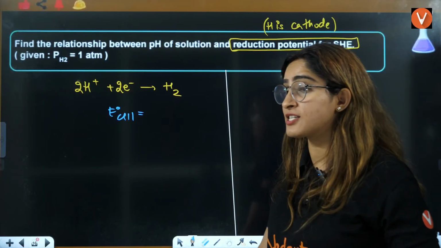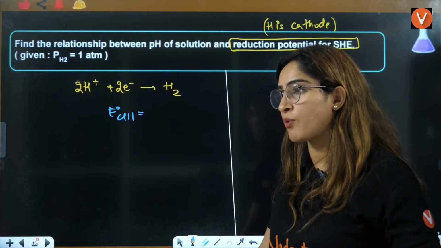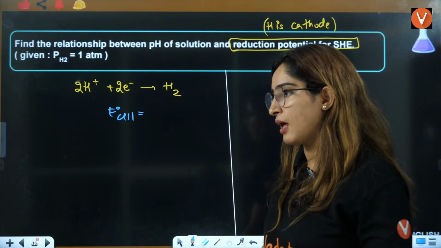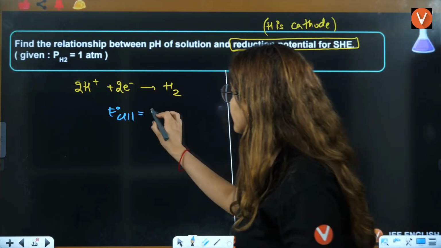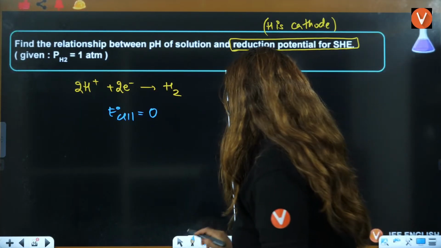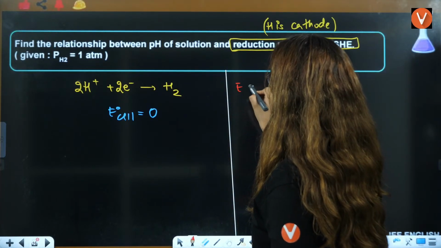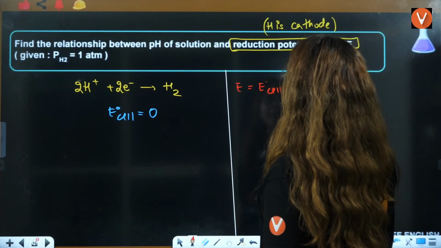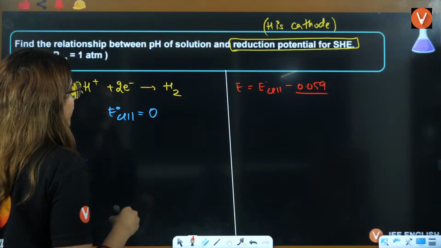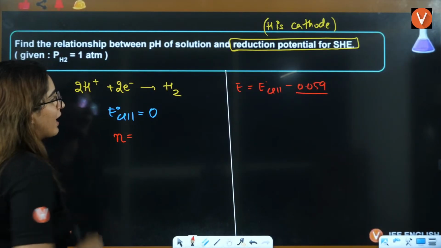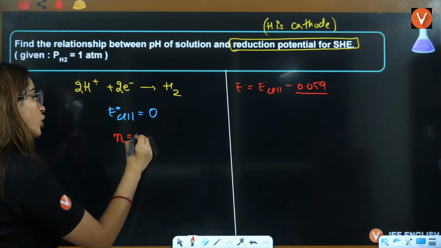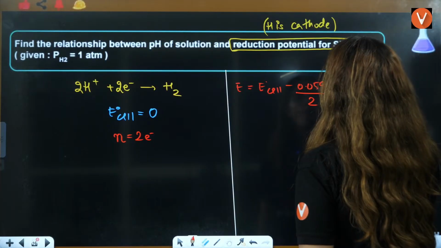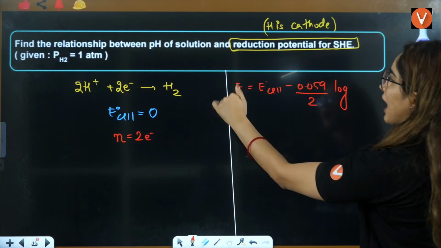Waiting for your answers in the chat box. E naught value for hydrogen. Very good, that is 0. Right? So now, when I need to solve this, E is equal to E naught cell minus 0.059 divided by N. What is the value of N here? How many electrons is it gaining? 2 electrons. Right? So you'll write it as 2. This is log base 10 of products by reactants.